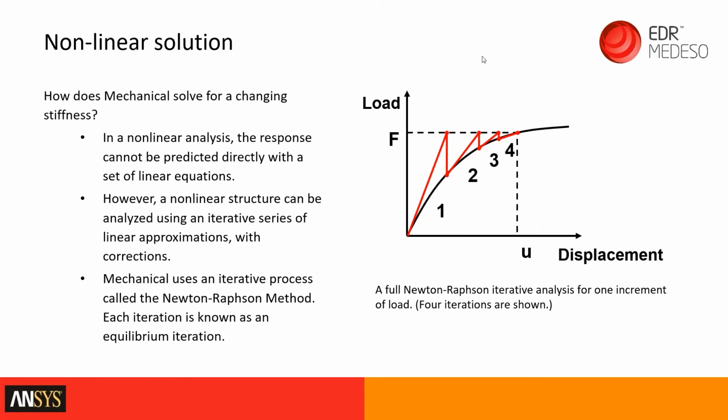What that means is a nonlinear analysis has to solve the stiffness matrix multiple times. In this example on the right-hand side, we've solved the stiffness matrix 4 times in order to achieve an equilibrium iteration. So the first thing we need to note from a nonlinear analysis is that it's computationally more expensive.